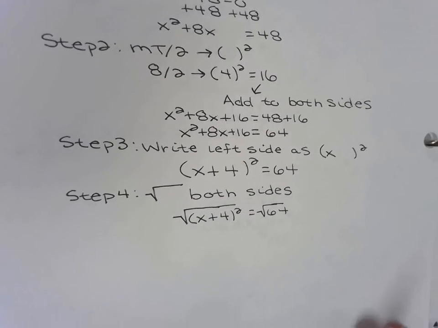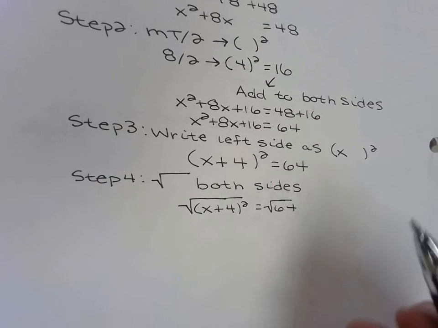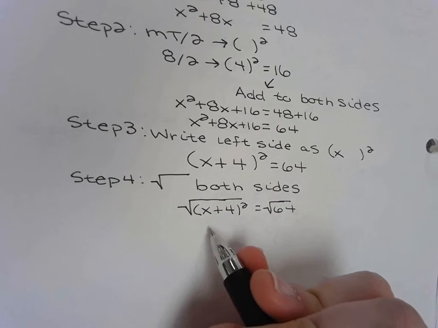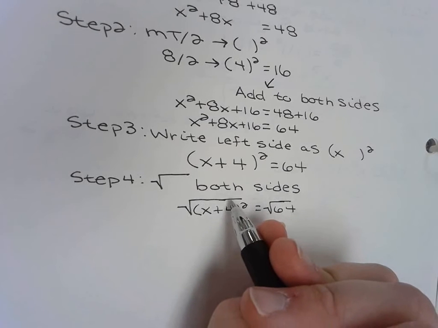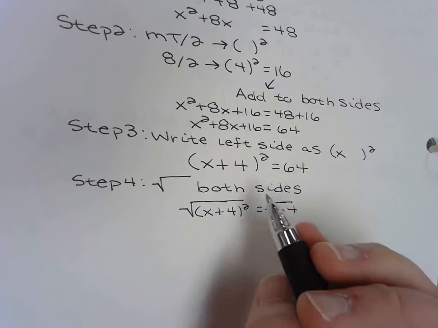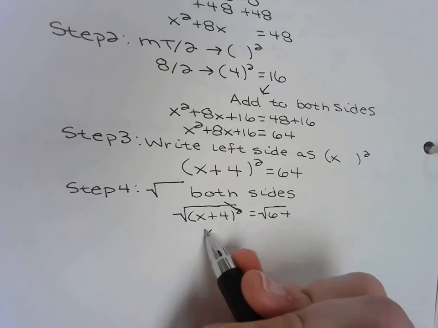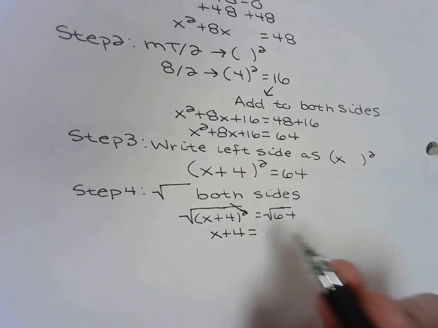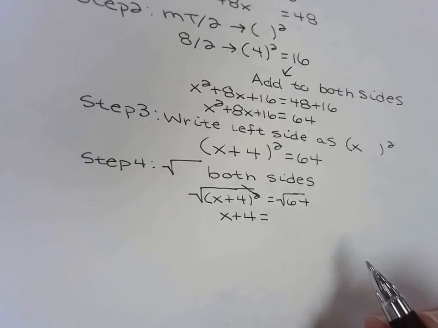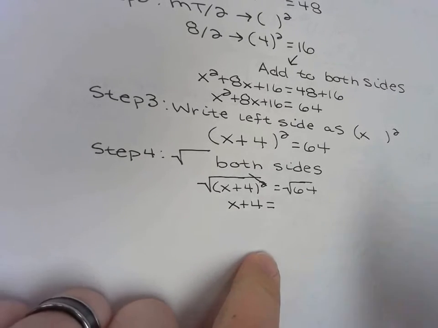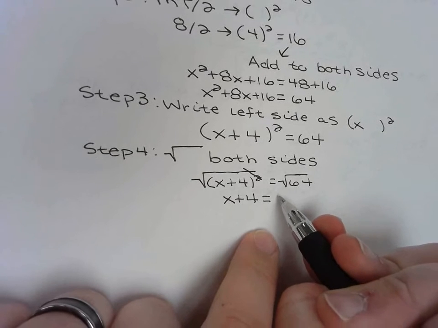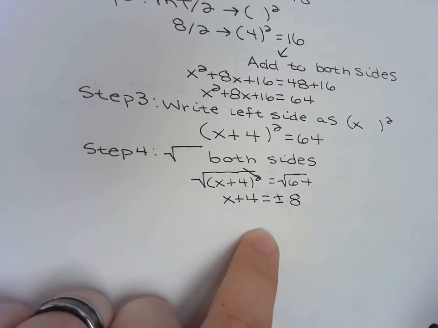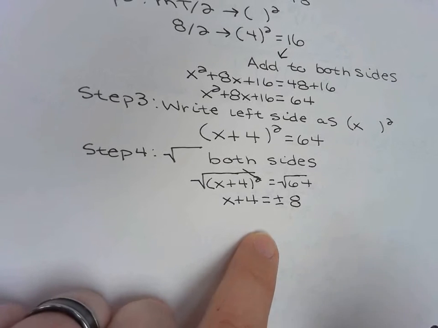Okay. If I square root something squared, what's my answer? What happens when I square root something squared? It stays the same. The exponent cancels with the square root, so you just have x plus 4. What's the square root of 64? 8. Square root of 64 is plus or minus 8, like we talked about last week. So don't forget plus or minus.